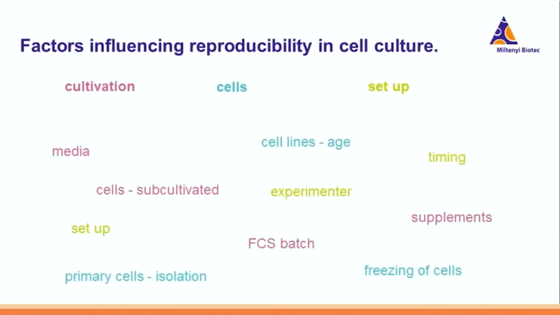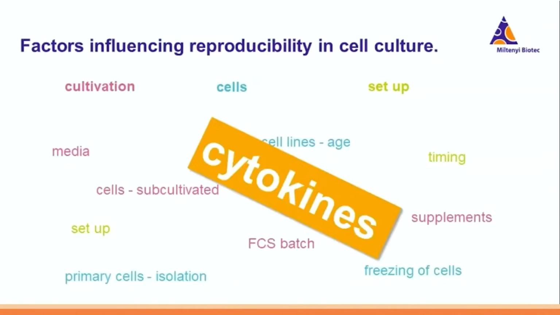But one factor which is also really important is the setup, meaning the reagents you are adding and variance between the different batches. And this is one point I want to discuss with you today in more detail. These are the cytokines we are adding to our cell culture for expansion, but also for the experiments, because cytokines can also have a great impact on your cell culture. And within the next slides, I would like to show you why this is, and how we can reduce this variability.